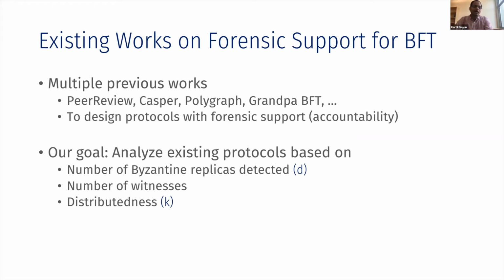So the first metric is how many Byzantine replicas can you detect? This is denoted by this parameter D, and you want to detect as many Byzantine replicas as you can. A second metric is how many witnesses exist who actually hold a proof that can be used to hold culpability. And finally, the distributedness of this forensic aspect: how many witnesses do I need to reach out to before I can construct irrefutable evidence? So ideally, you want the number of witnesses and the number of replicas detected to be high, and you want the distributedness, or the number of witnesses you need to reach out to, to be low.